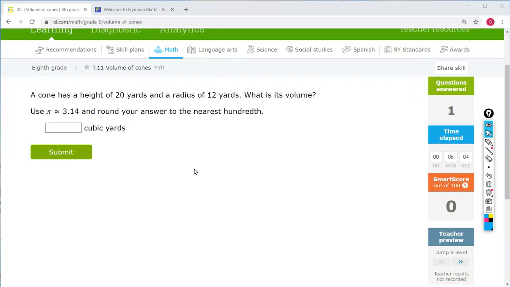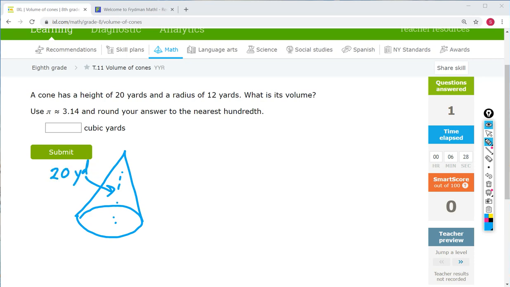The next question is a word problem. A cone has a height of 20 yards and a radius of 12 yards. What is its volume? So let's draw a little picture here. The height is 20 yards. The radius is 12 yards. What is the volume?